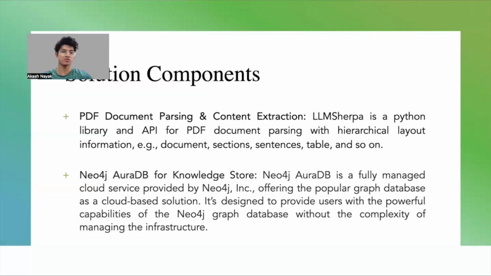The next one is the Neo4j Aura DB that we are using for the graph knowledge base. So this is a fully managed cloud service provided by Neo4j. It offers the popular graph database as a cloud-based solution. It's designed to provide users with the powerful capabilities of the Neo4j graph database without the complexity of managing the infrastructure.